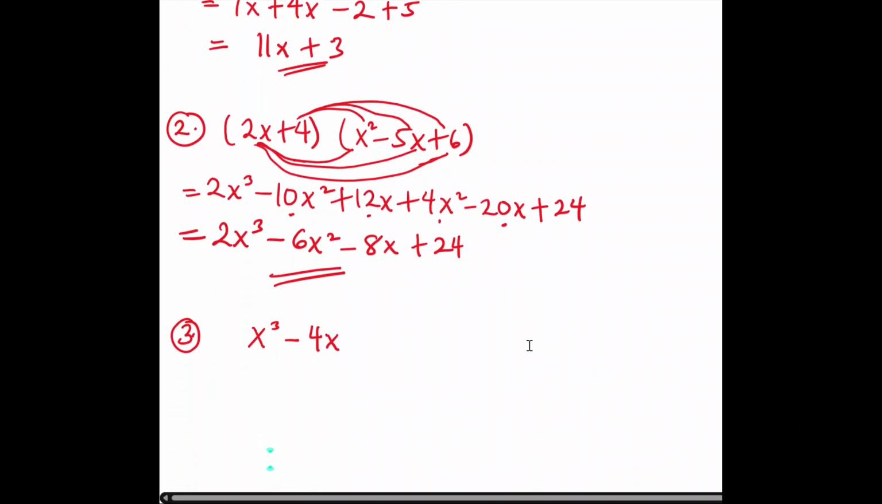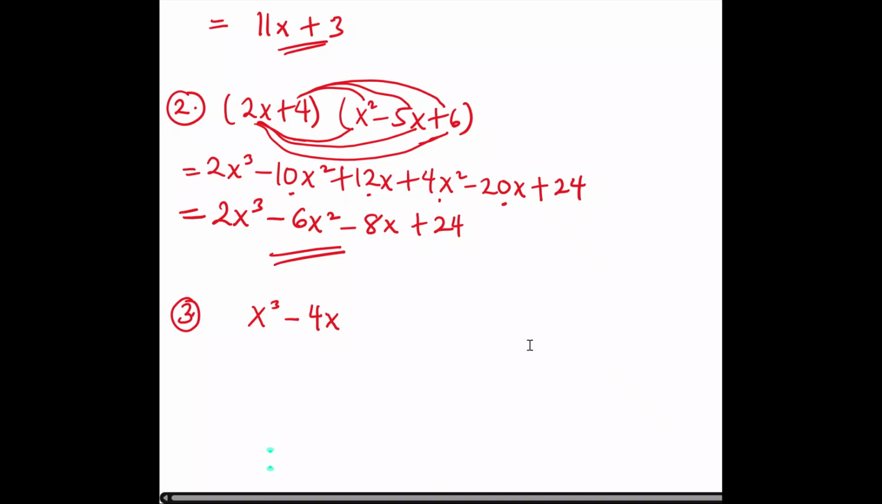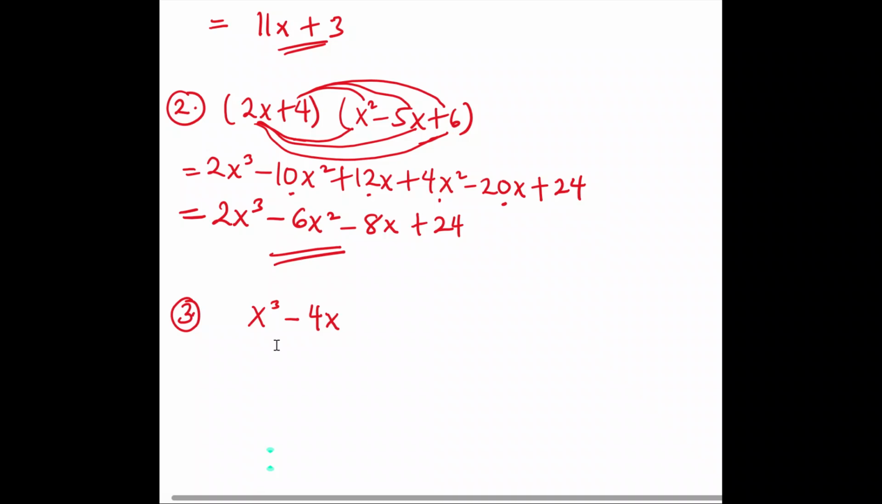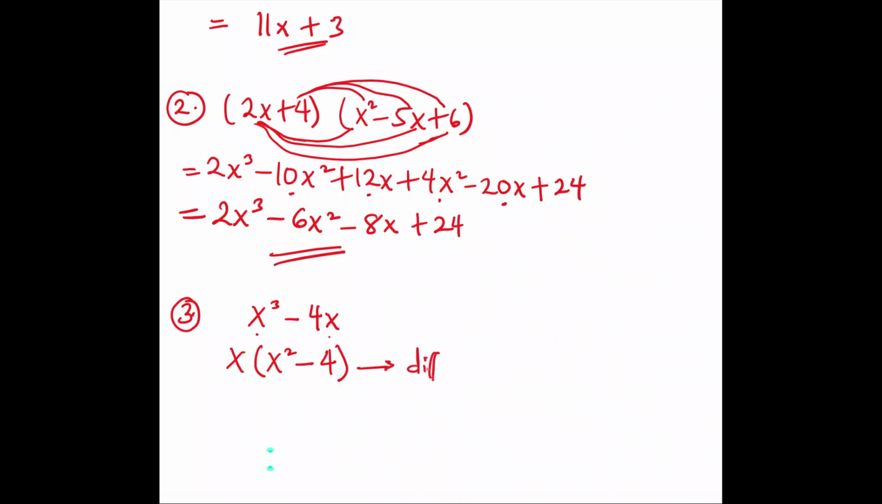So the next one we have, number 3, is x cubed minus 4x. Okay, so we know that x is common between x cubed and minus 4x, so we can use x to divide through. x cubed divided by x is x squared, and then minus 4x divided by x is minus 4. But we can see that x squared minus 4 is a difference of two squares, and I've done a video of this. If you don't know difference of two squares, you can go check out that video.